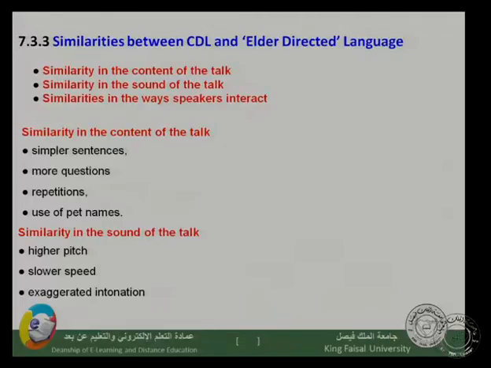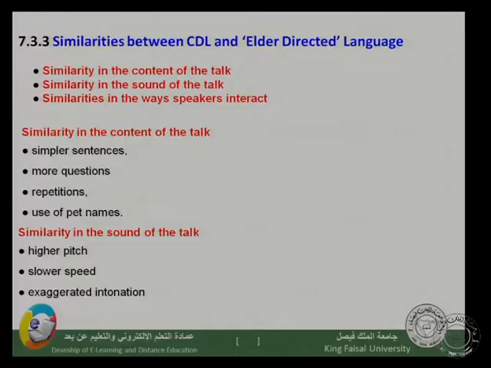Again, one of the characteristics of the similarity in the content of the conversation is that it is repetitive, where you repeat more than one time whatever you say to the child, or to the old man. So you repeat because the child needs the sentence to be said to him more than one time. Similarly, for an old person, because he has difficulty processing language, you need to always repeat whatever you say to him.